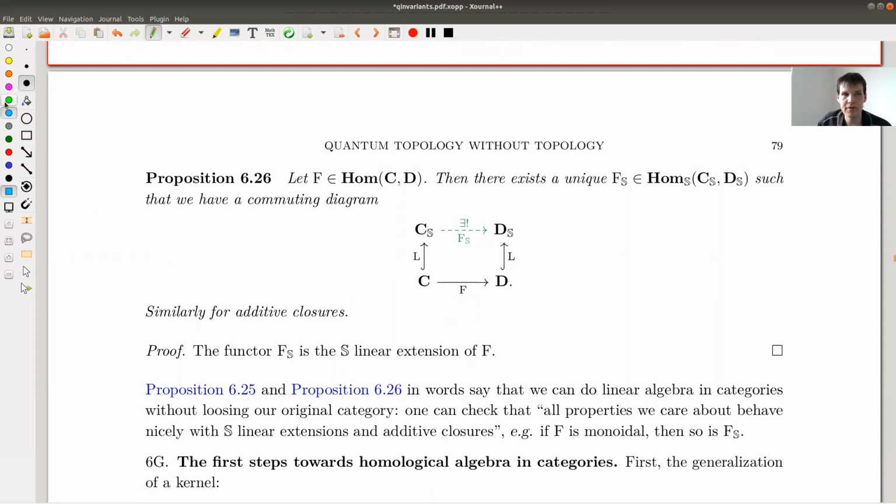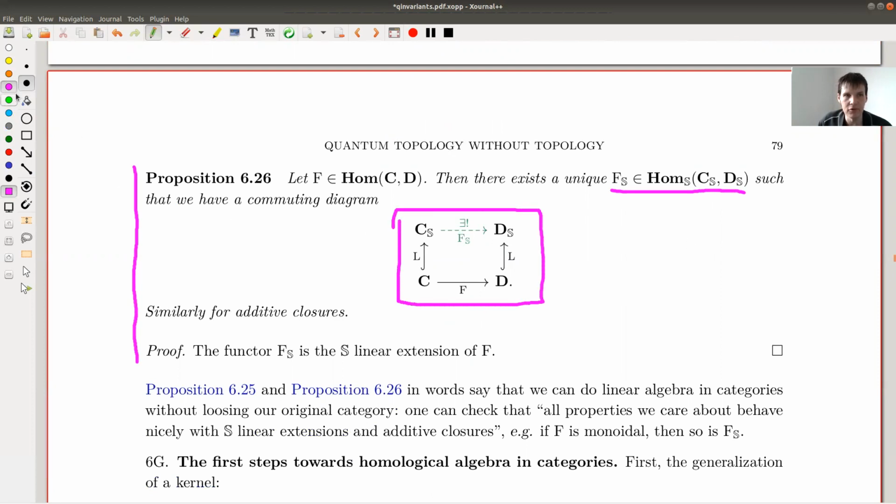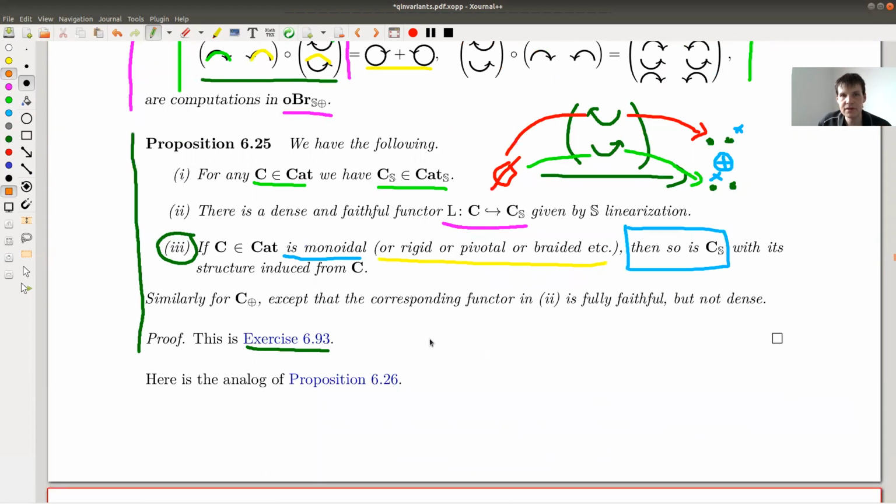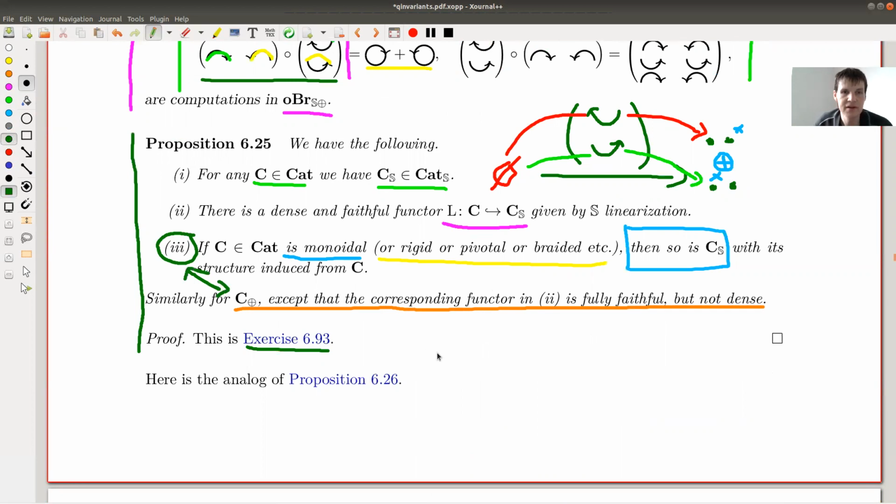And the same works for functors. This is what this proposition says. If you have a functor, then there exists a unique linearization of the functor such that everything commutes. And the same for the additive versions, for the additive closure. Almost. There's a slight difference in 2, but the main point in 3 also holds for the additive closure. So neither the linear nor the additive closure really loses any important information of your category.